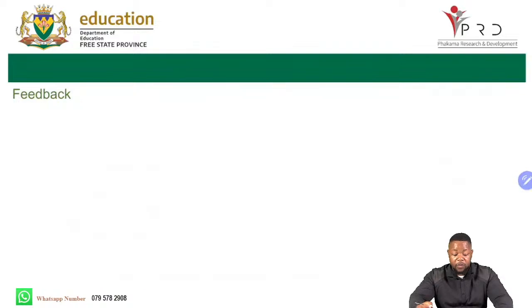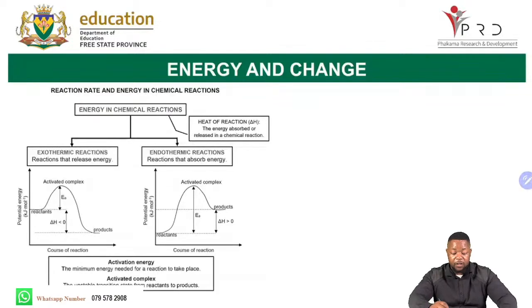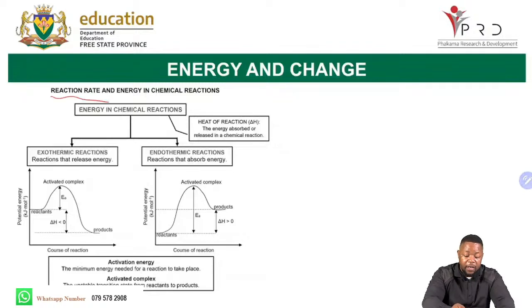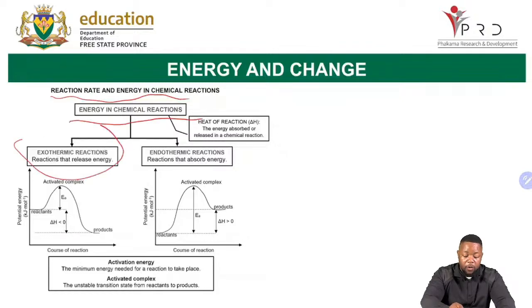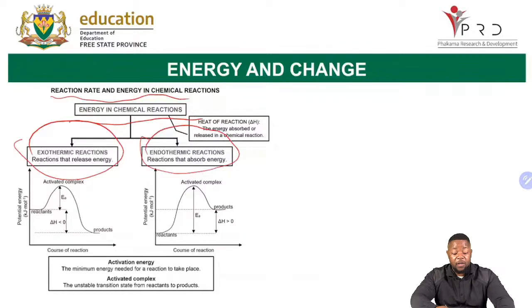We are running short of time. I'm just rushing quickly to go to rates of reactions. Let's look at the rate and extent of chemical reactions. We can look at energy and change, and we will note that there are two types of reactions that we can get there, and that is exothermic reactions and endothermic reactions. The exothermic reactions release energy into the surrounding, and the endothermic reactions absorb energy from the surrounding.